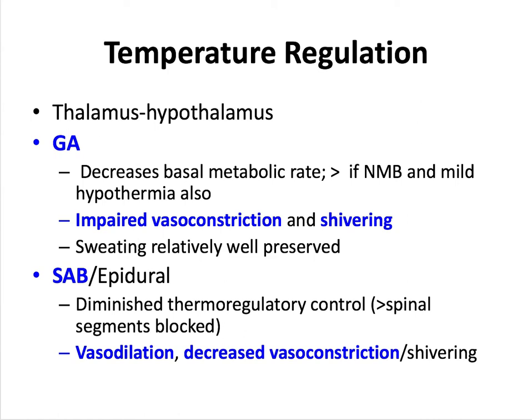Spinal anesthesia and epidural anesthesia can block the thermoregulatory control. The more spinal segments that are blocked, the more thermoregulation is impaired. So the higher your spinal, the higher your epidural, the more thermoregulation is impaired. Spinal anesthesia results in vasodilation, as does epidural anesthesia, and vasodilation can result in heat loss, decreased ability to vasoconstrict, and decreased shivering, mechanisms of heat loss for both general anesthesia and neuraxial anesthesia.